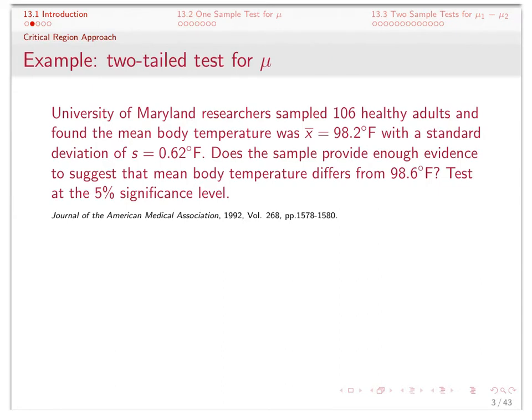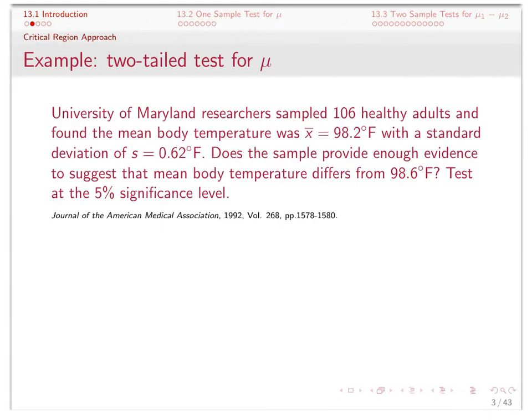Let's look at an example. What is the average body temperature for a healthy adult? Most people would argue 98.6 degrees Fahrenheit. However, in 1992, researchers from the University of Maryland published a study arguing that perhaps we should reject the common belief that average body temperature of a healthy adult is 98.6 degrees Fahrenheit. In fact, in their survey of 106 healthy adults, the mean body temperature was 98.2 degrees Fahrenheit with a standard deviation of 0.62 degrees Fahrenheit.